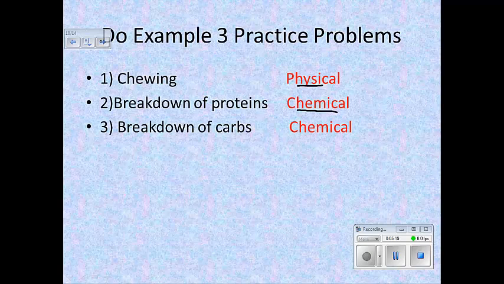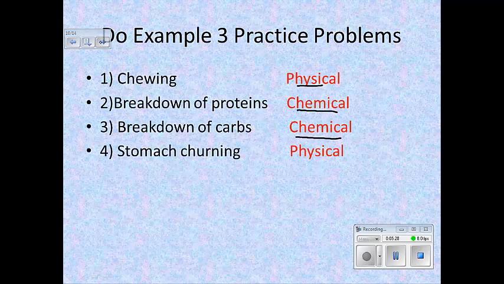Now breaking down of carbs, it's starting out as a carbohydrate, ending up as sugars. That's going to be a chemical change. It started out as one thing, changed to another. Stomach churning, just because your stomach's mixing those two things together doesn't mean a chemical reaction is taking place. So we're calling that physical.